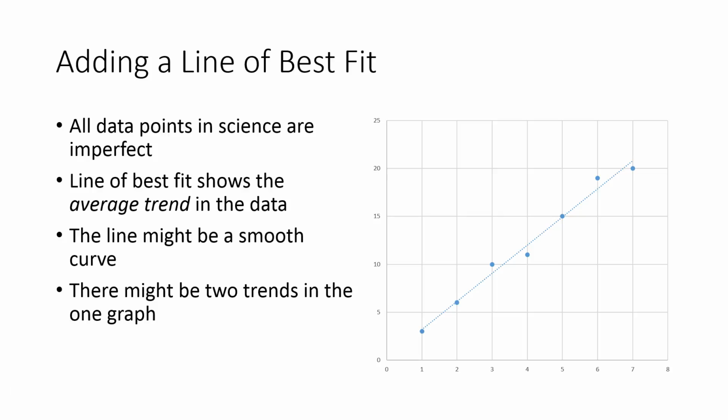So what do we mean when we say a line of best fit? First of all, data points in science are understood to be imperfect. We know that our observations have small flaws in them called errors. The line of best fit then is trying to show us the average trend in our data, knowing that all of our points are just a little bit wrong anyway. The line might be a smooth curve, or it could be a very straight line as it is in this example. There might be two trends in the one graph, but we'll talk about that more in class tomorrow.